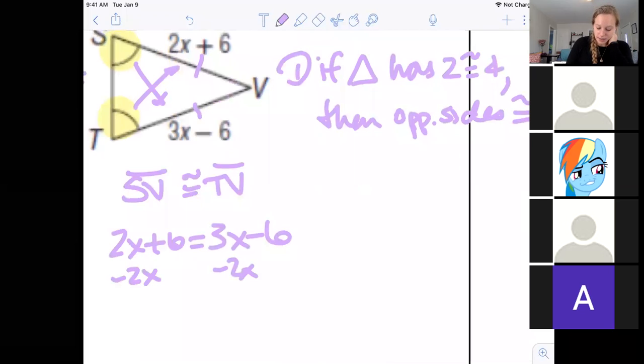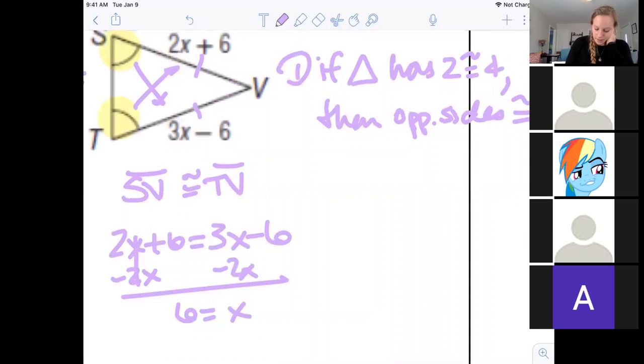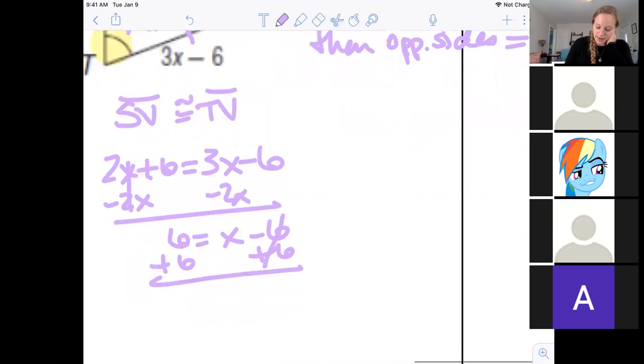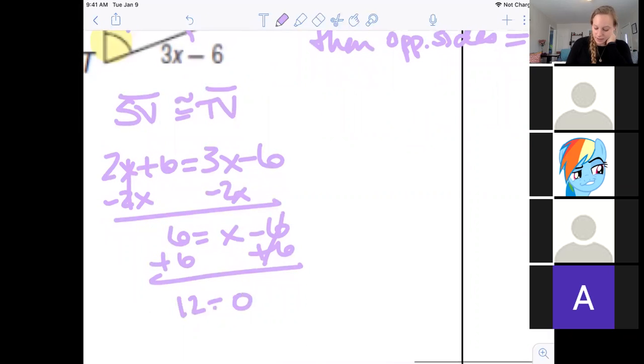All right, let me finish solving this. Minus my 2x. It's 12. Thank you, Ava. Sometimes when we get -6 and +6, you're like, oh, it's going to be 0. Well, hold tight and make sure that you do your inverse operations to get it to be 12.